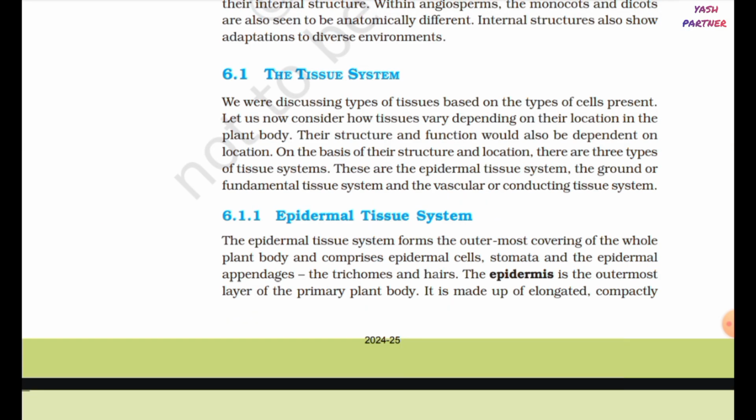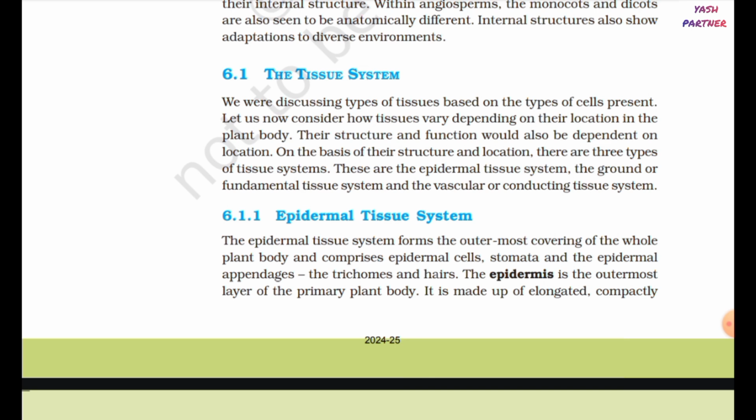6.1 The tissue system. We are discussing types of tissues based on the types of cells present. Let us now consider how tissues vary depending on their location in the plant body. Their structure and function would also be dependent on location. On the basis of their structure and location, there are three types of tissue systems. These are the epidermal tissue system, the ground or fundamental tissue system, and the vascular or conducting tissue system.